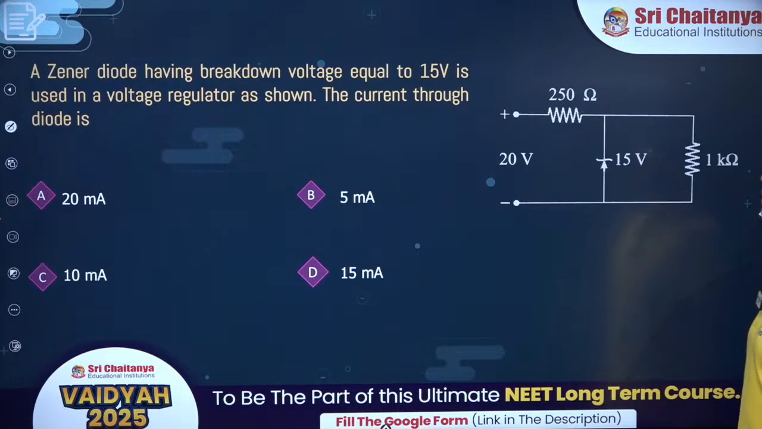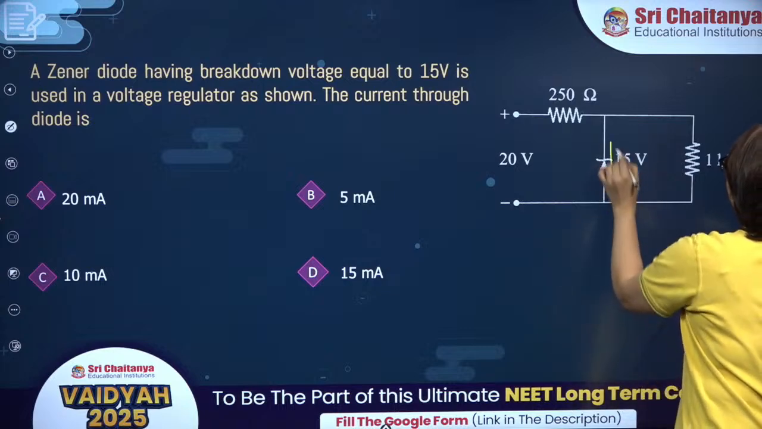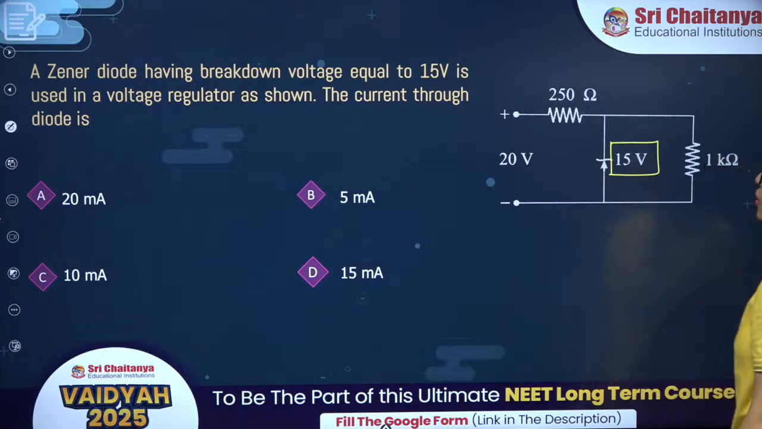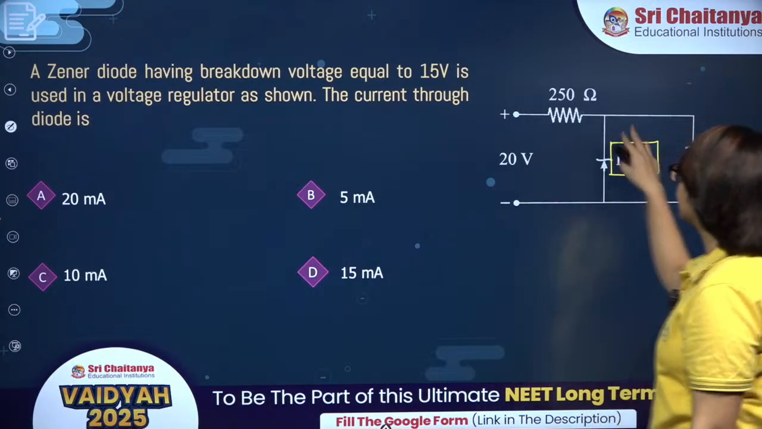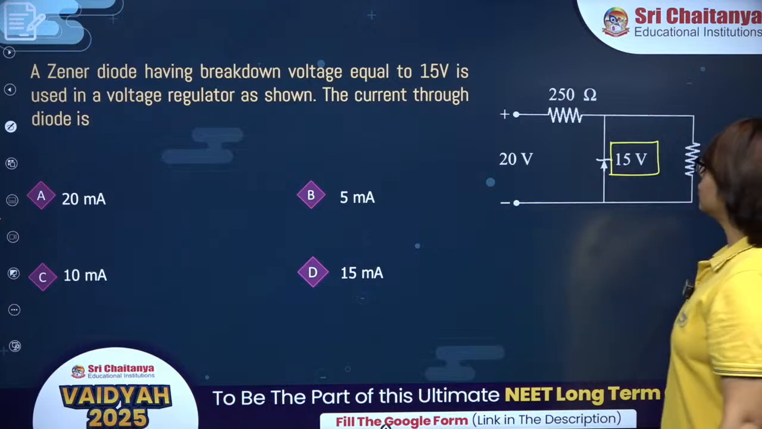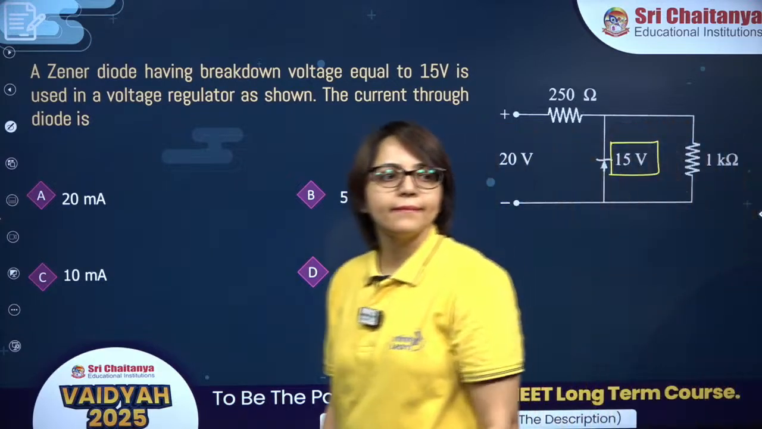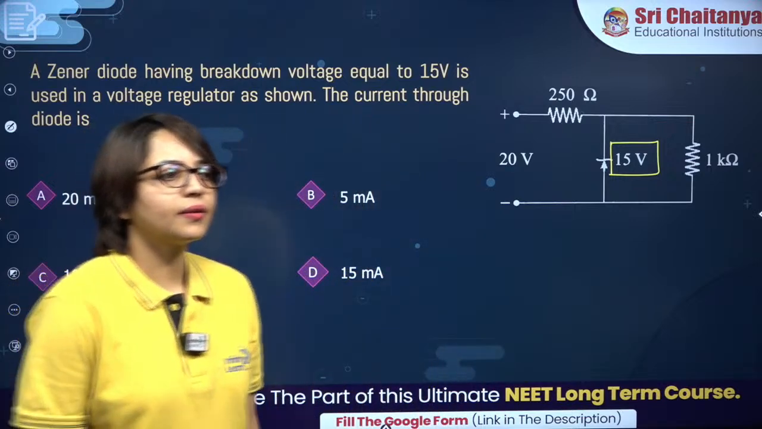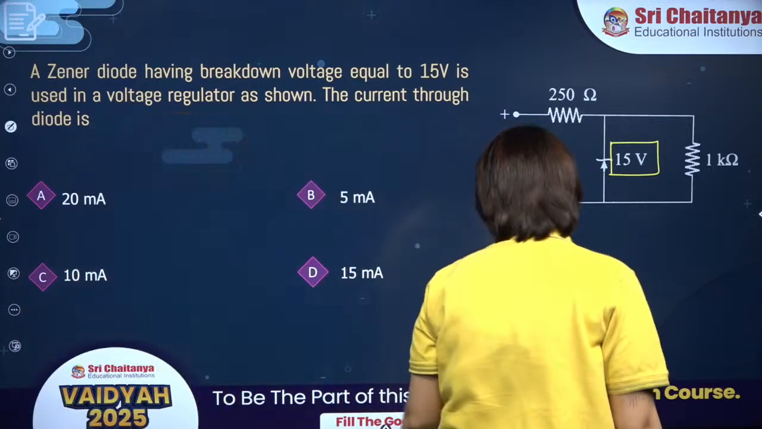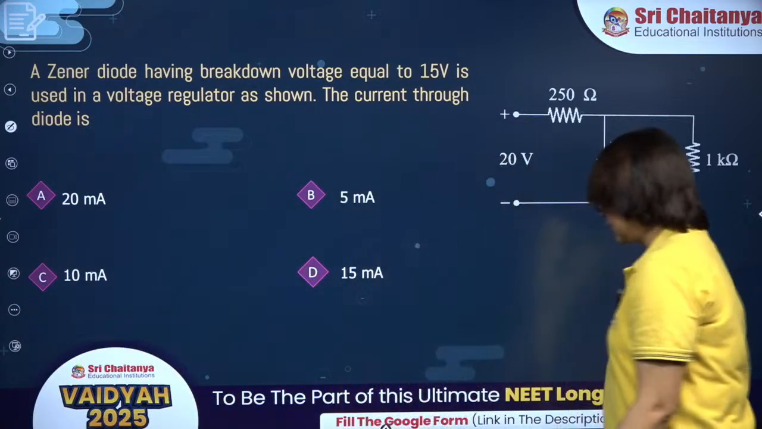Let's try this one. A Zener diode having breakdown voltage equal to 15 volt is used in a voltage regulator as shown in the figure. What is the current through the diode? Try this one. Yes, well done beta, well done. It is a concave lens.